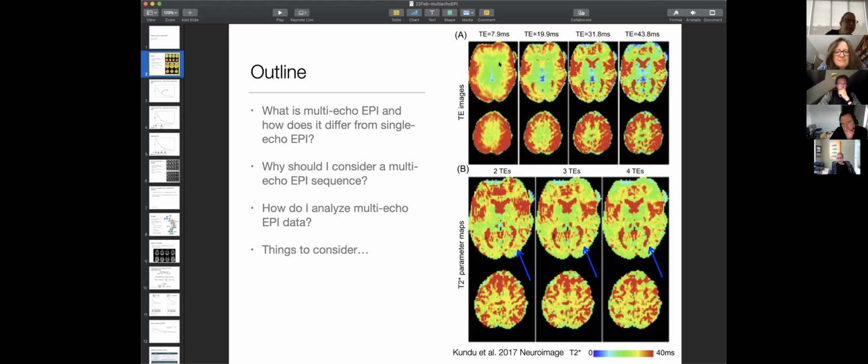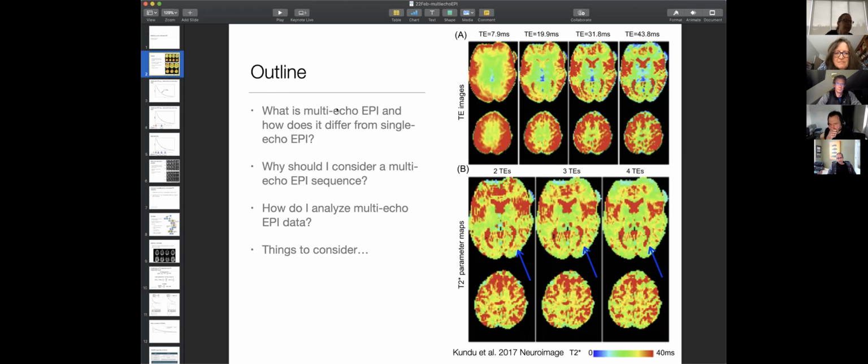I found this illustrative example of why using a single echo time, which is what the vast majority of the field does right now, may not actually be the best option, because there is echo time dependence within the brain. Not every region responds, or you won't get the same signal from every region at a consistent echo time. And T2 star, which is what our BOLD signal is related to, also varies throughout the brain. So the more you can put together multiple echo times, the better this signal gets and the more refined it gets.